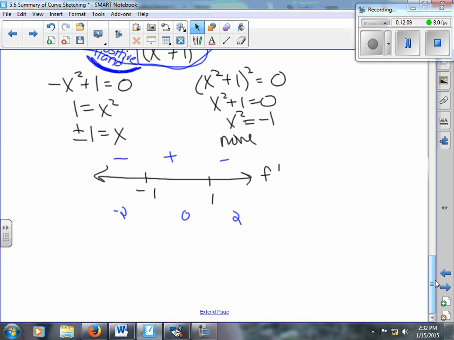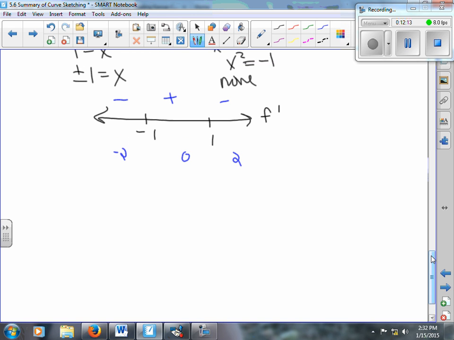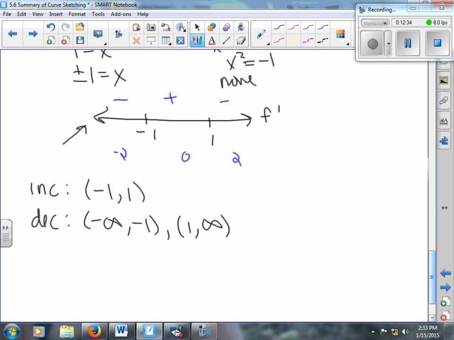All right, so I have answers about maxes and mins and increasing and decreasing now. Looking at this sign chart, I can tell you that my function f is increasing when its derivative f prime is positive. That would be from negative 1 to 1. And my function f is decreasing when its derivative f prime is negative. That will be negative infinity to negative 1 and 1 to infinity.